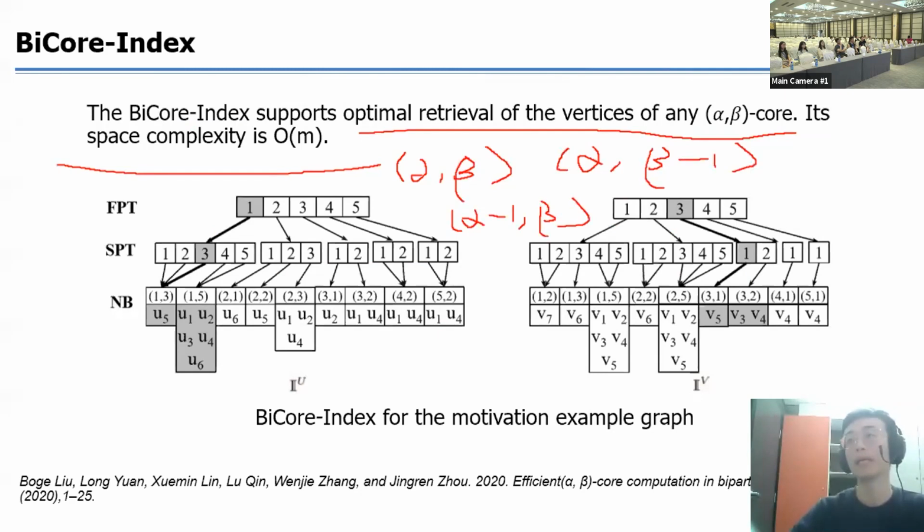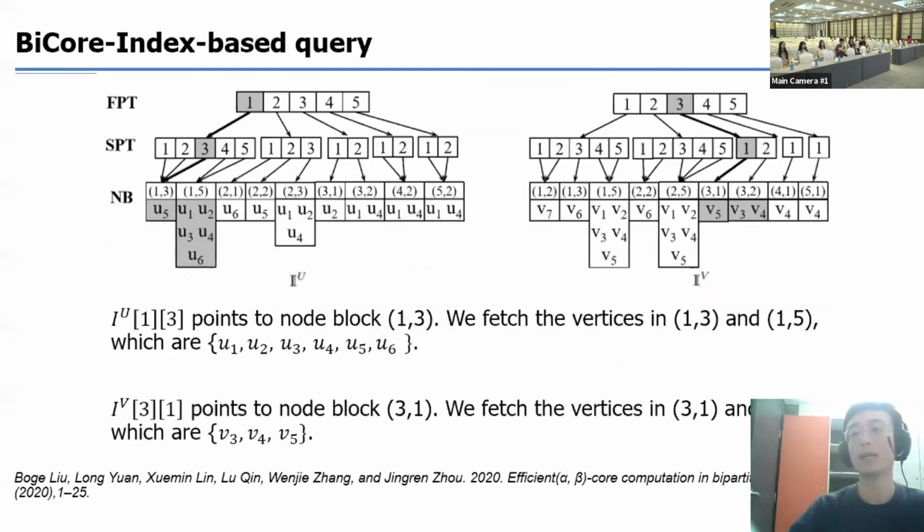According to such property, we can organize the alphabetical cores in a hierarchical way. Here we give an example of how to query the alphabetical core based on the bicore index. Suppose we want to retrieve the (1,3)-core. Firstly, we go to the index I_U and find the node block (1,3) and (1,5) and return the vertices U5, U1, U2, U3, U4, and U6.